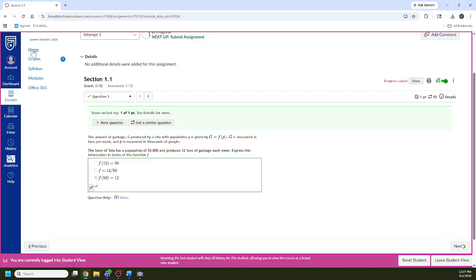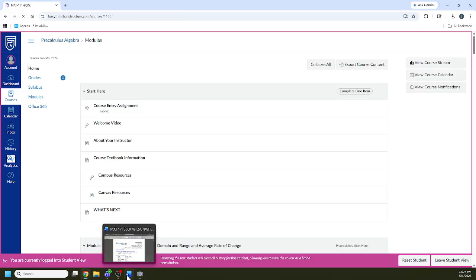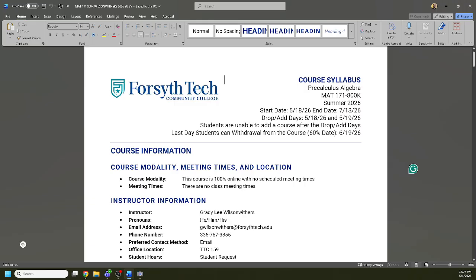Okay, I'm going to jump around a little bit here. This is the syllabus. Let's go over the stuff on the top, and then we're going to look at the pacing guide at the bottom. So this is a pre-calculus algebra course. There are 2 pre-calculus courses here at Forsyth Tech: pre-calc algebra and pre-calc trig. You have to take both of them before you can take Calc 1.